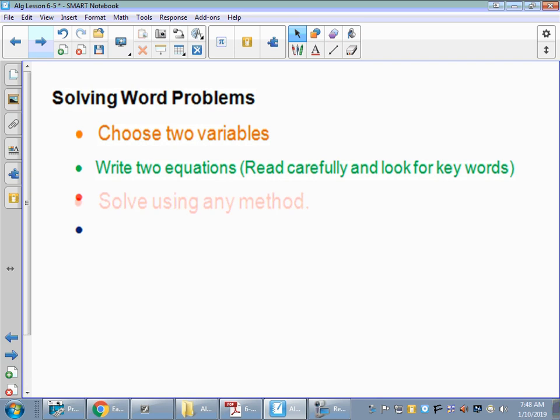And then the third thing we can do is solve using any of those methods. You can graph it, you can substitute, you can use elimination.